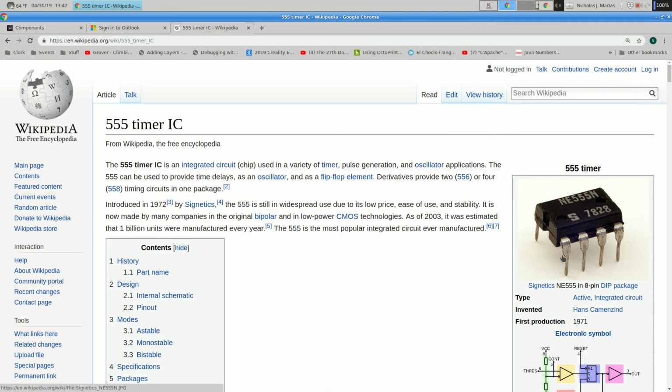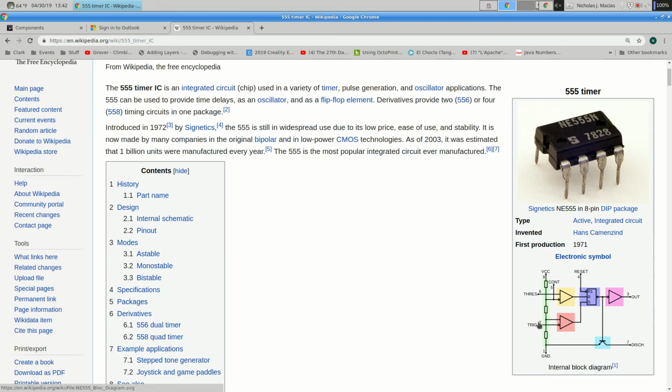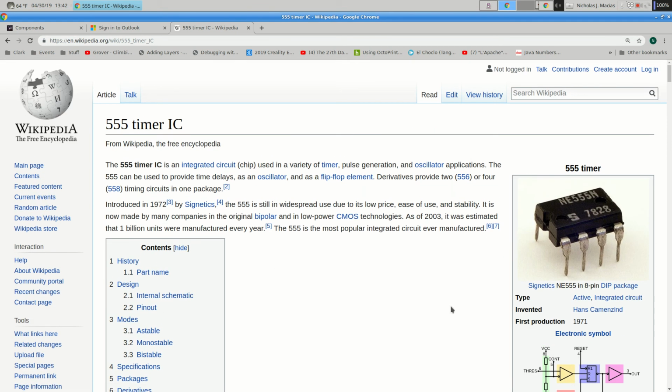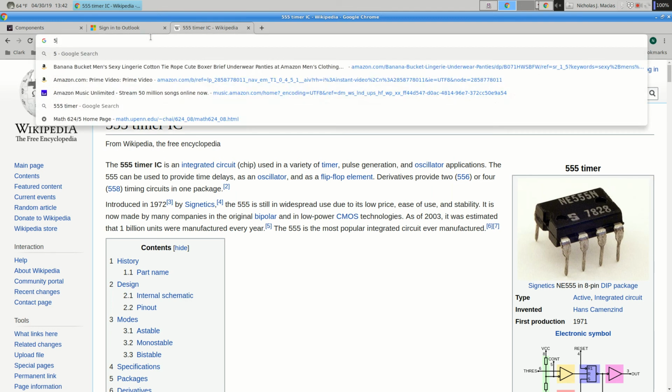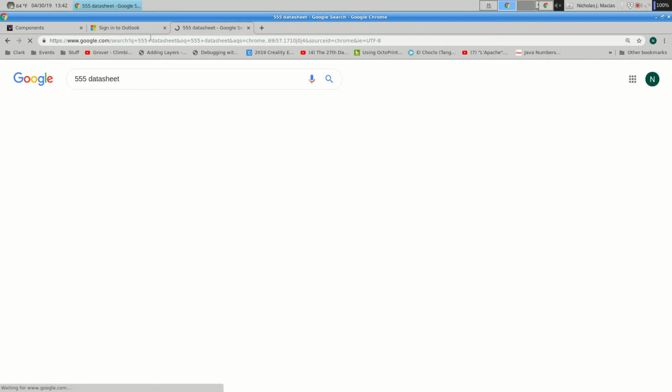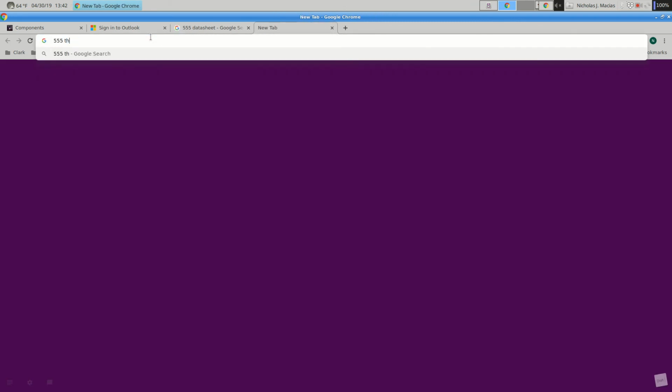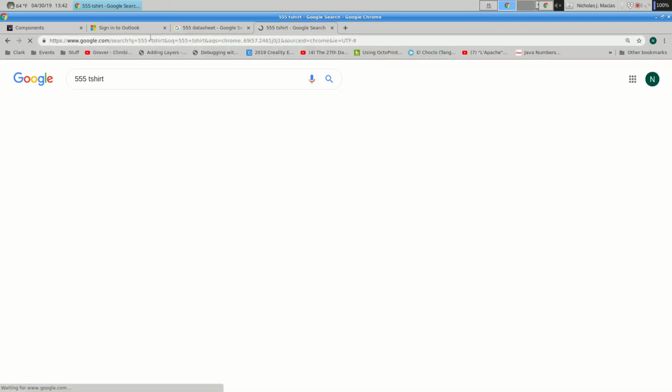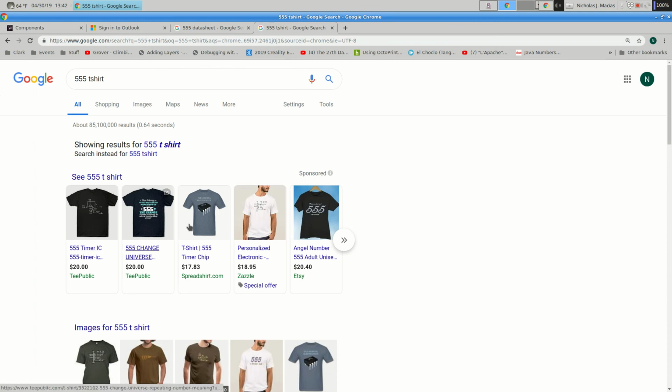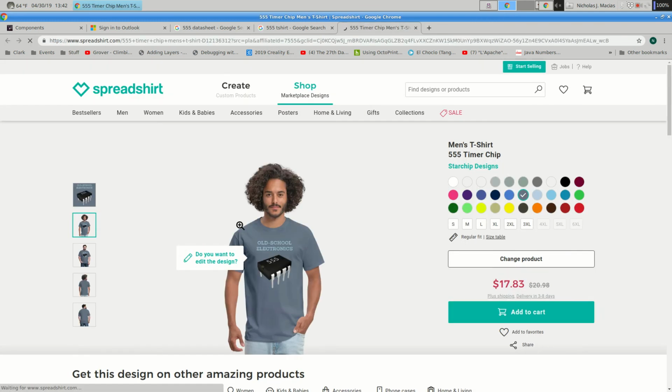So there's a 555, and there's a block diagram of what it looks like inside. It's made by Signetics, 1972. So you can buy T-shirts with this thing on it.